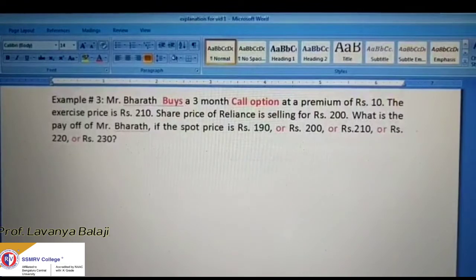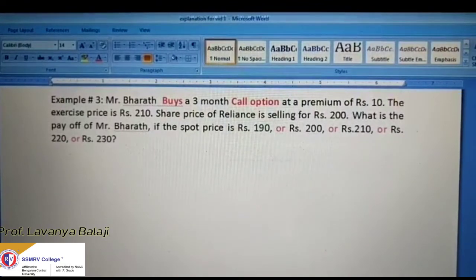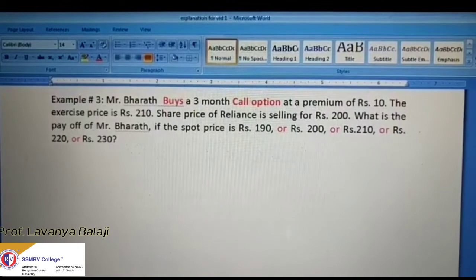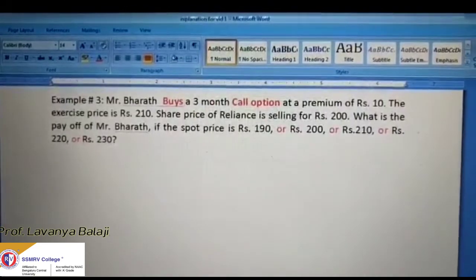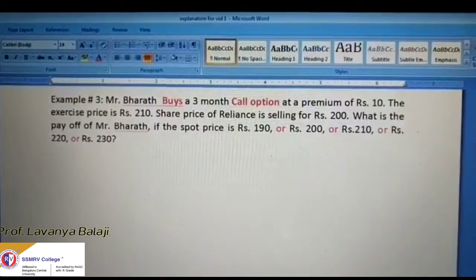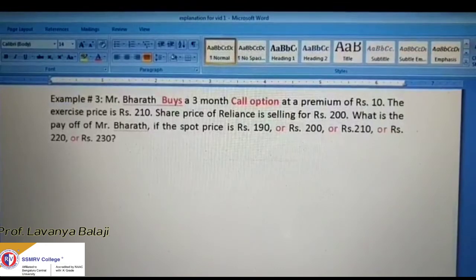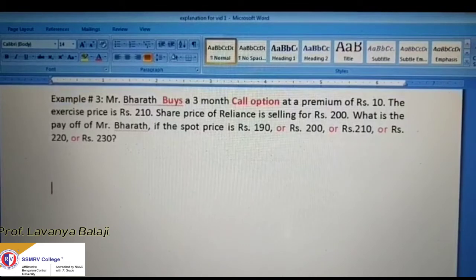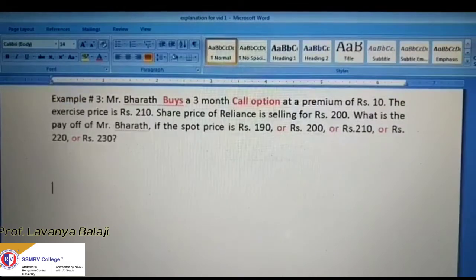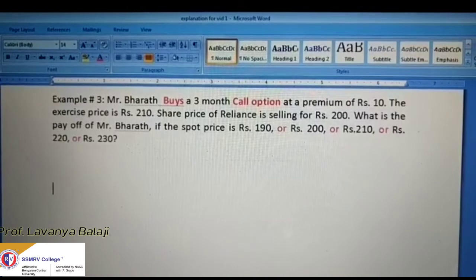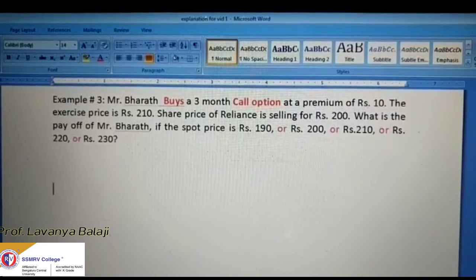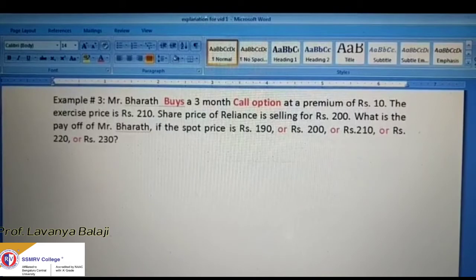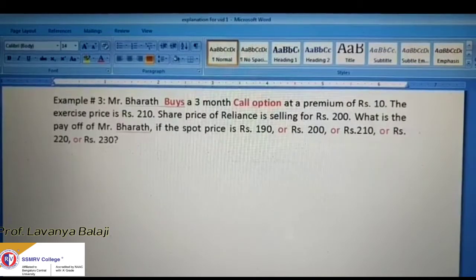Welcome back to my fourth video, and we'll continue with example number 3 on options. Example number 3 says Mr. Bharat buys a 3-month call option at a premium of rupees 10. The exercise price is rupees 210. Share price of Reliance is selling for rupees 200. What is the payoff of Mr. Bharat if the spot price is rupees 190 or rupees 200 or rupees 210 or rupees 220 or rupees 230?